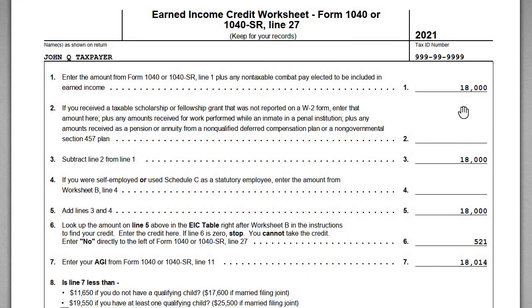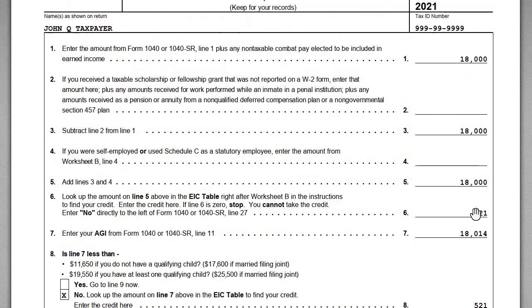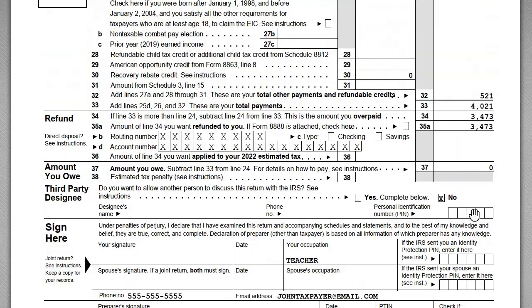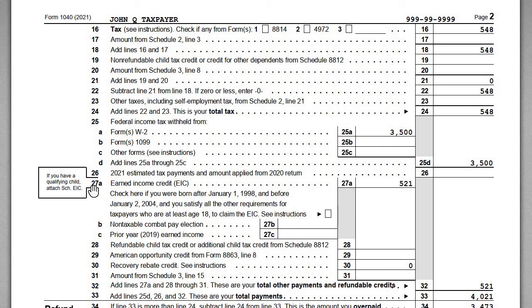So he's got his earned income there of $18,000, and if he references the EIC tables for earned income of $18,000 for someone who's a single filer with no qualifying children, the amount of his federal EIC is going to be $521. So that's how we arrive at that amount there. Now the $521 is then reported on page 2 of his Form 1040. So page 2, line 27A, we have the EIC for $521.